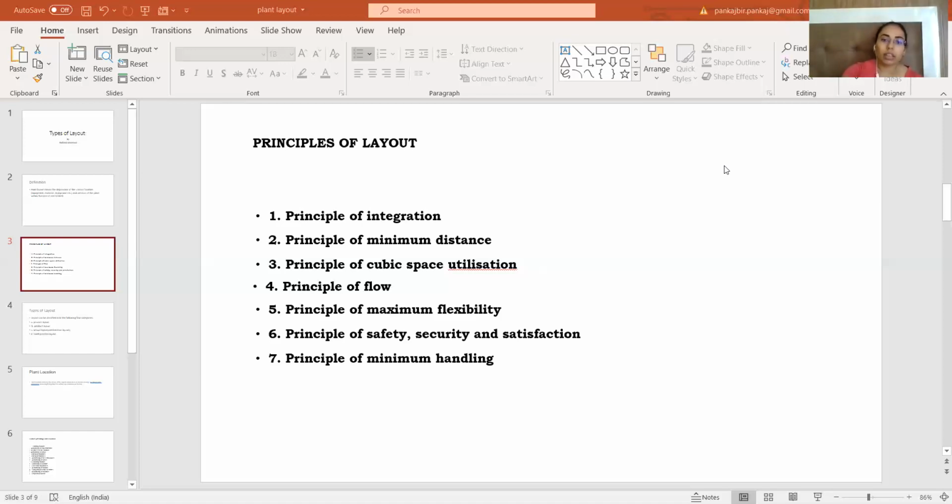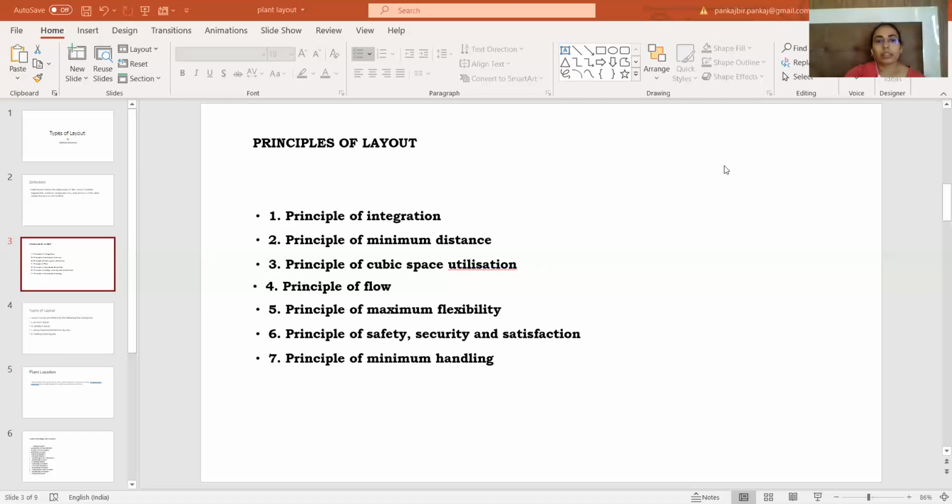The second principle is the principle of minimum distance. What is the principle of minimum distance? It provides that the distance moved by a raw material or any resource should be minimum, so that you can avoid unnecessary movement. It is concerned with the minimum movement of man and material. The facilities should be arranged in such a way that movement of man and material is minimized.